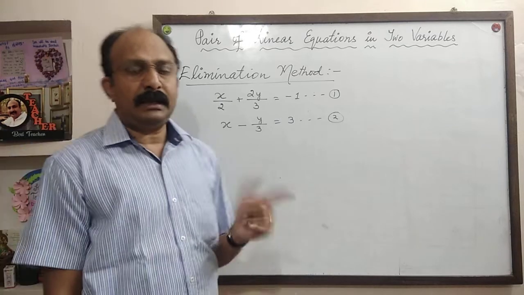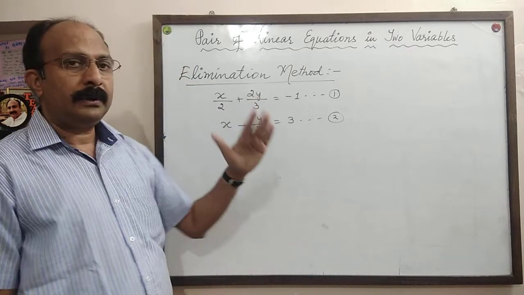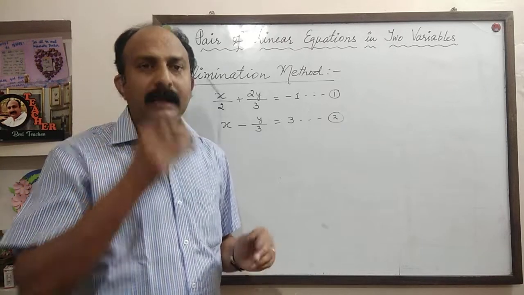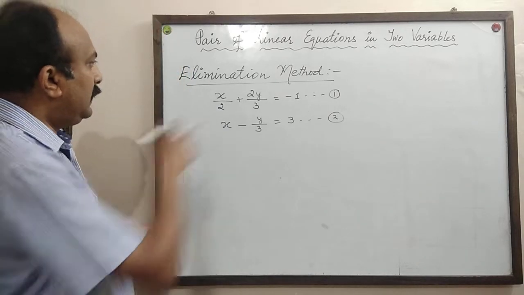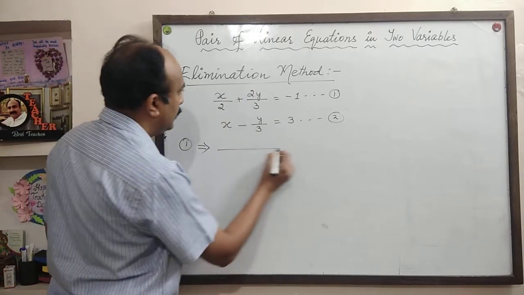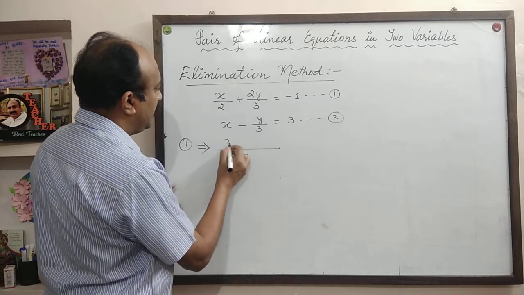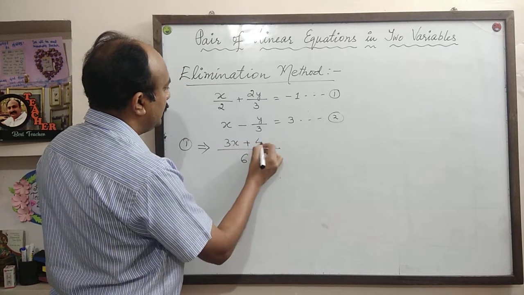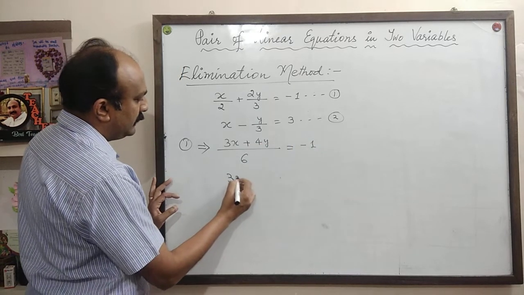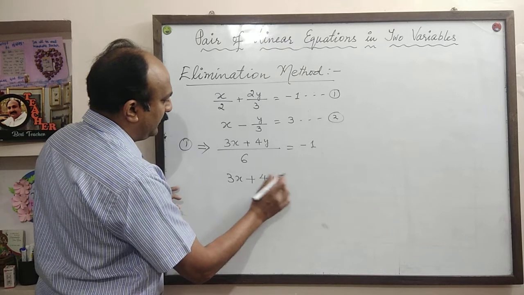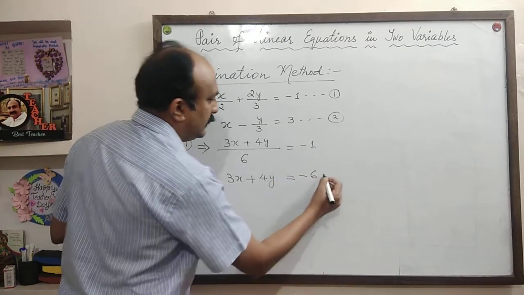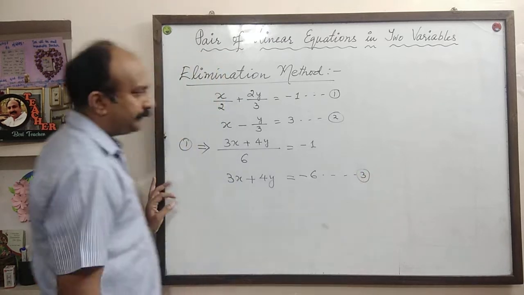In my previous class, I told you, if you have rational coefficients, better you change them by taking the LCM. So, equation 1 can be rewritten by taking LCM 6. It will become 3x plus 4y is equal to, cross multiply, 6 into minus 1, minus 6. Keep it as equation number 3.